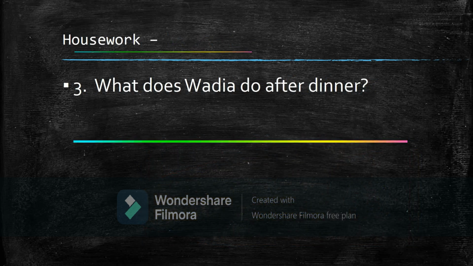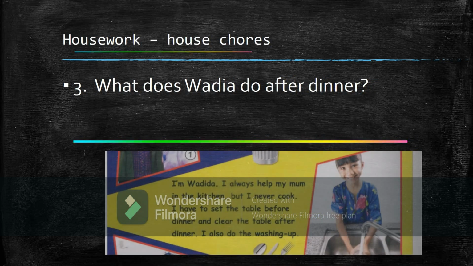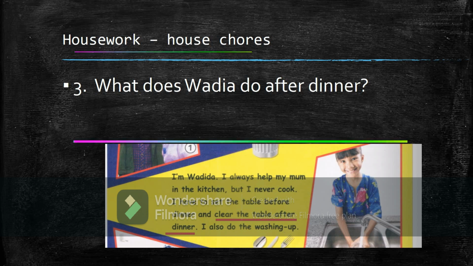Well, I guess you know the answer now, right? So, by looking at the text, Wadida said that I have to set the table before dinner and clear the table after dinner. So the question asked, what does Wadida do after dinner? So after dinner, she clears the table.